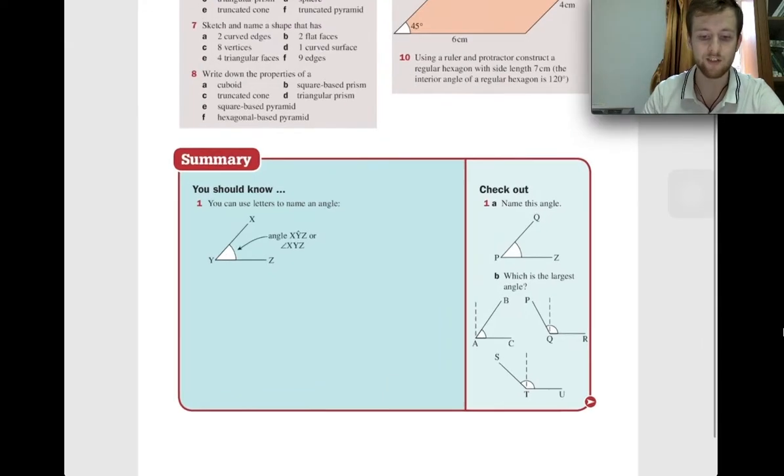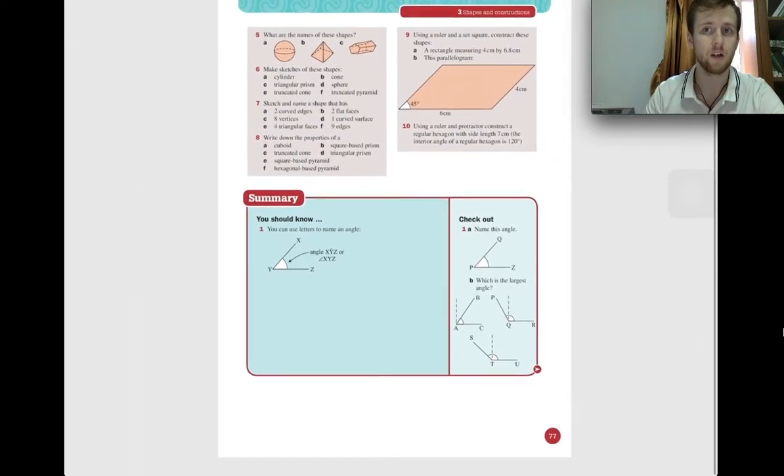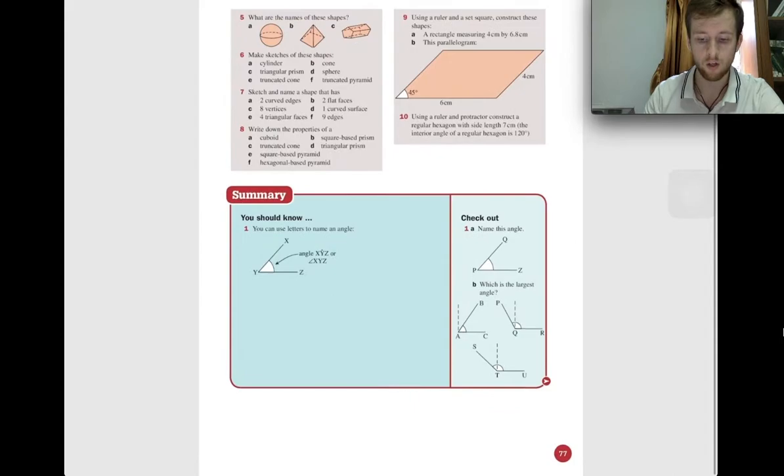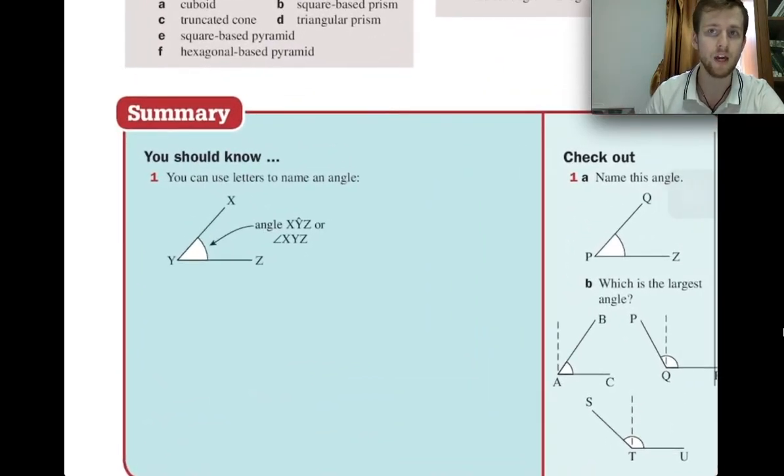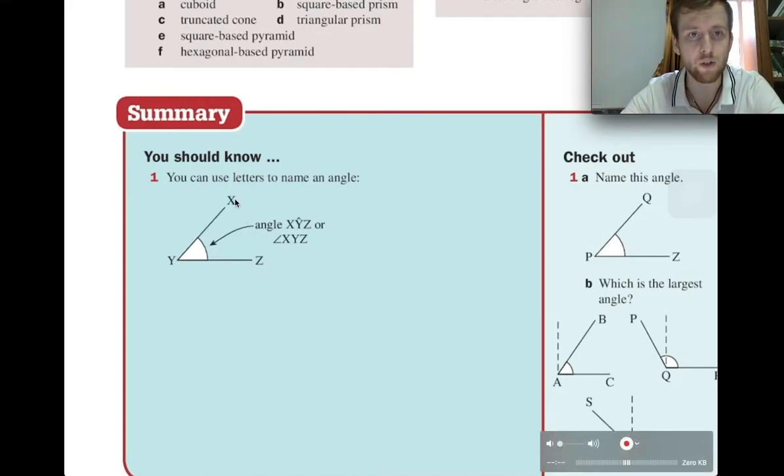So again, the summary of chapter 3, which is shapes and constructions. The first thing you should be able to do is name an angle with letters. There's a good example here. You see it goes X, Y, Z, like this. So the angle is called XYZ. Y is in the middle.